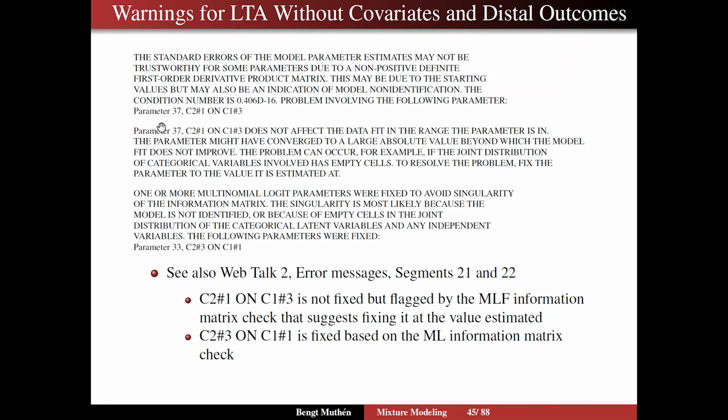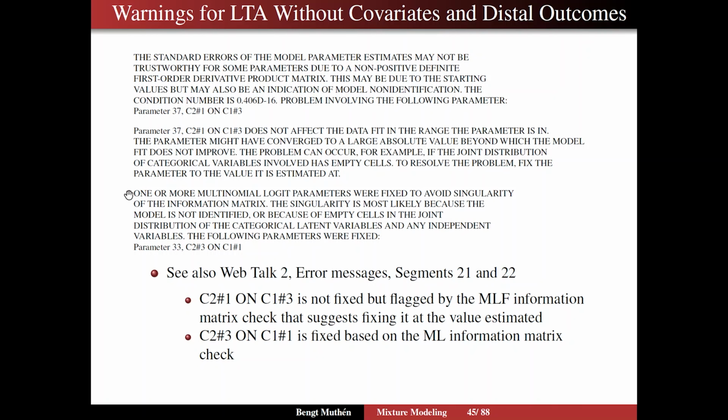So we see a problem here. C2 class 1 regressed on C1 class 3 has a problem. The condition number is very small, minus 16 to the power of minus 16 is a very small number, close to 0. But we also get a new message here that the estimate does not affect the data fit in the range of parameter it is in. So that essentially says that it's not identified, and it turns out it's not identified because the cell is empty.